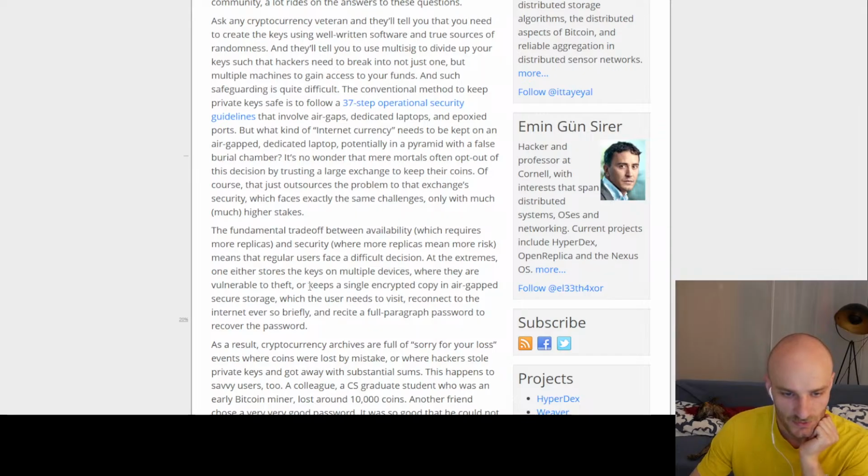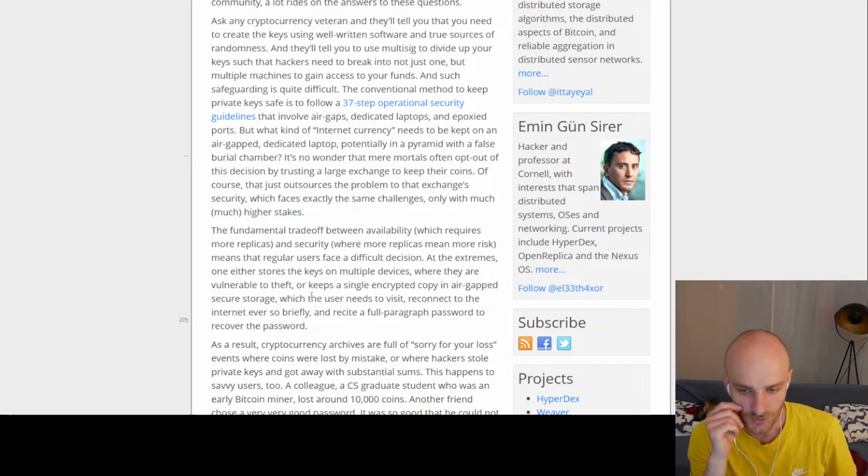At the extremes, one either stores the keys on multiple devices where they are vulnerable to theft, or keeps a single encrypted copy in air-gapped secure storage, which the user needs to visit to reconnect to the internet ever so briefly, and recite a full paragraph password to recover the password.